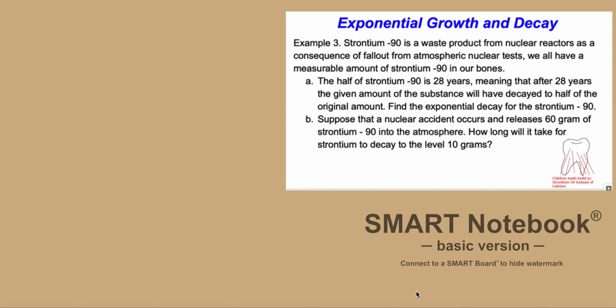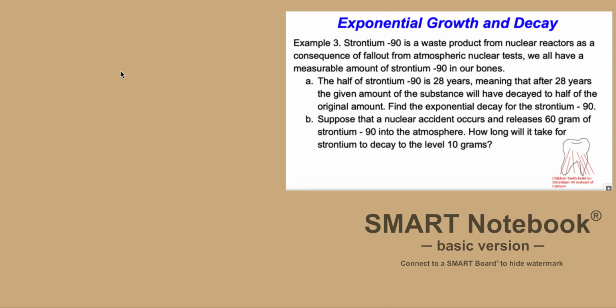On decay. Example 3. Strontium-90 is a waste product from nuclear reactors as a consequence of fallout from atmospheric nuclear tests. We all have a measurable amount of strontium-90 in our bones. The half-life of strontium-90 is 28 years, meaning that after 28 years, the given amount of the substance will have decayed to half of the original amount. Find the exponential decay for the strontium-90.